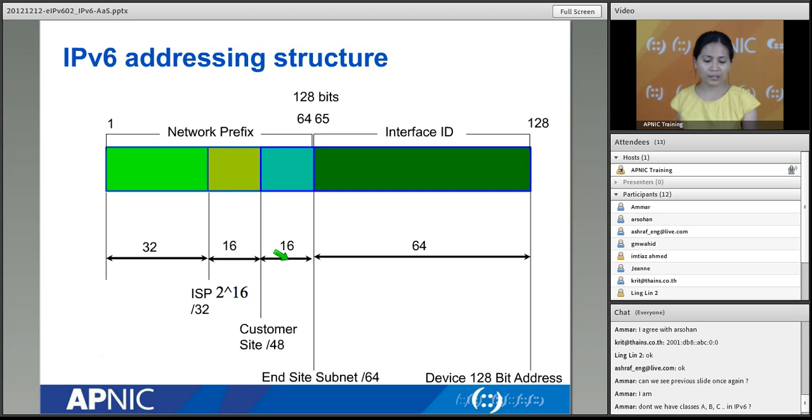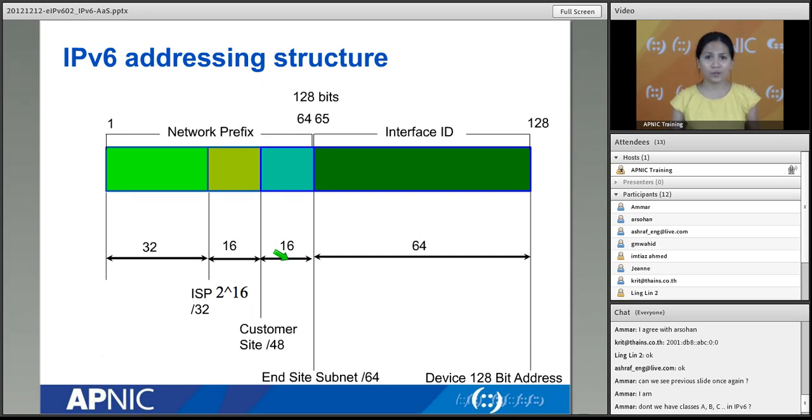So usually for end sites, you give anywhere from somewhere in between should be okay. /56, okay? There's no real reason for giving /56 except that it's somewhere in the middle of /64 and /48. Okay, so one question from MR is if we have classes for IPv6.